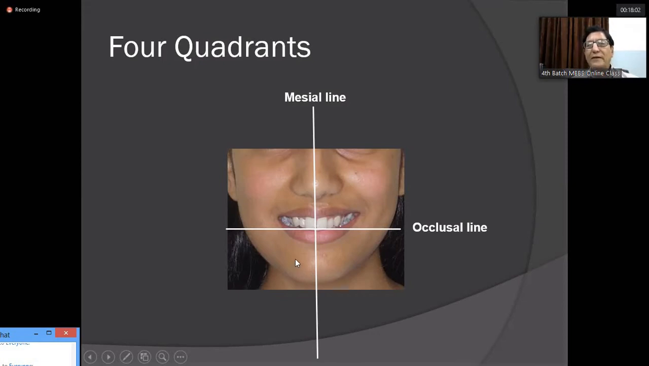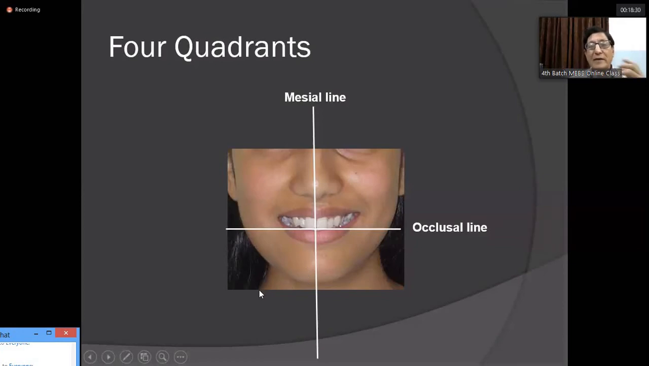Clear? Now, we call this quadrant number 1, but we also call it the right upper quadrant. This is the patient's right side. This is the patient's left side. Or a person's right side, person's left side. So this is the right upper quadrant. This is the left upper quadrant. This is the left lower quadrant. And this is the right lower quadrant.